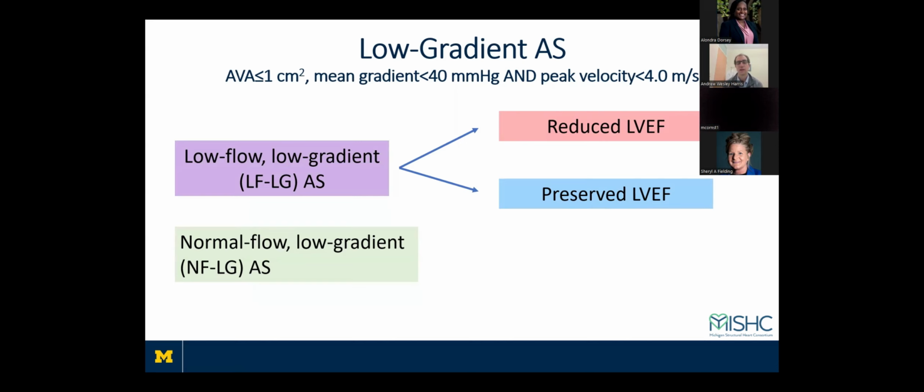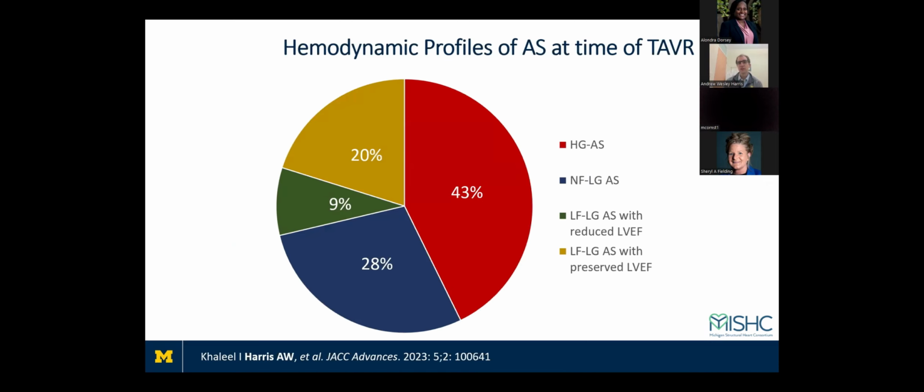The low flow condition can be further broken down into patients that have a reduced LV ejection fraction or a preserved LV ejection fraction. So there are really these three different types or phenotypes of low gradient aortic stenosis that we'll discuss today. Just to give you a sense of the prevalence of these different hemodynamic profiles.